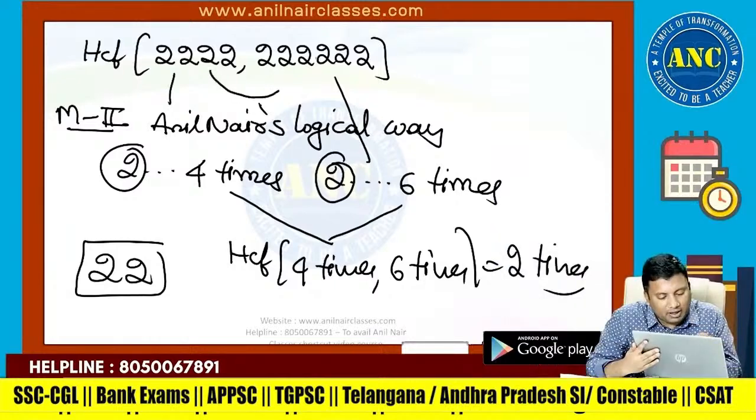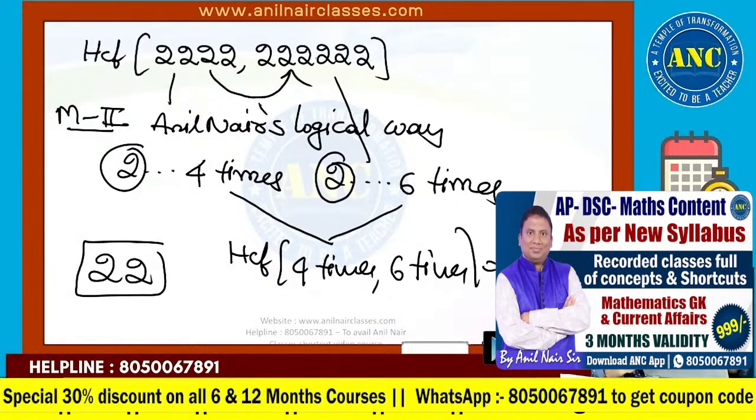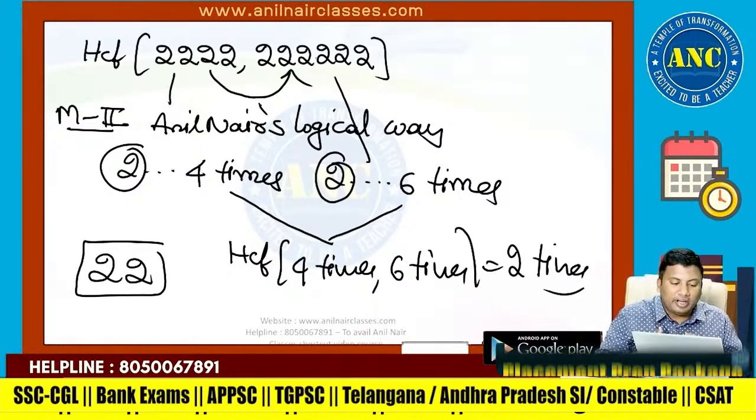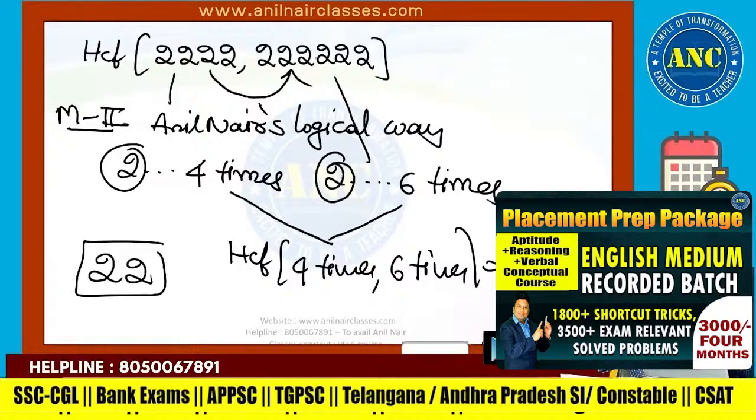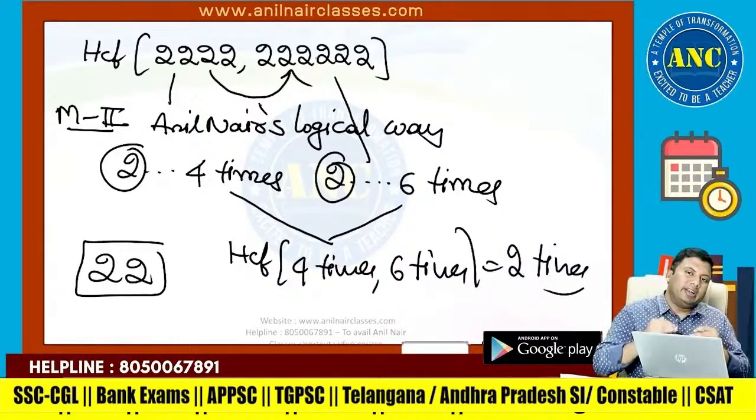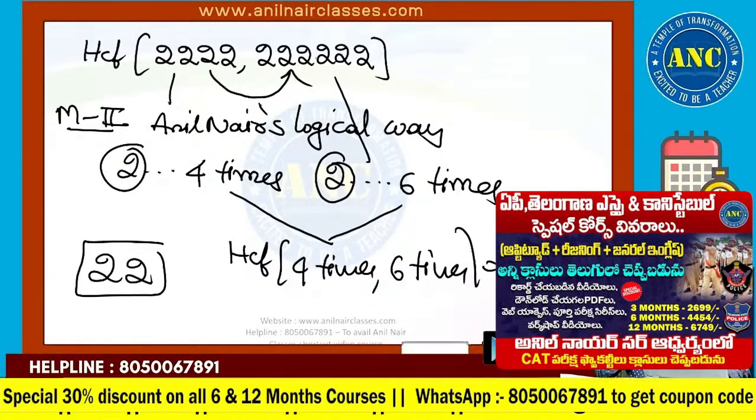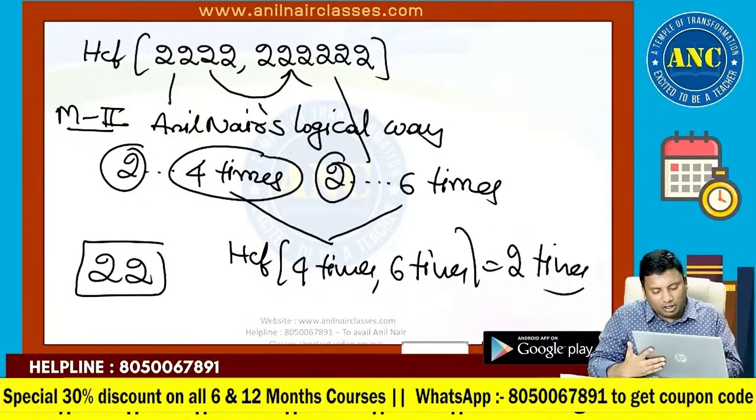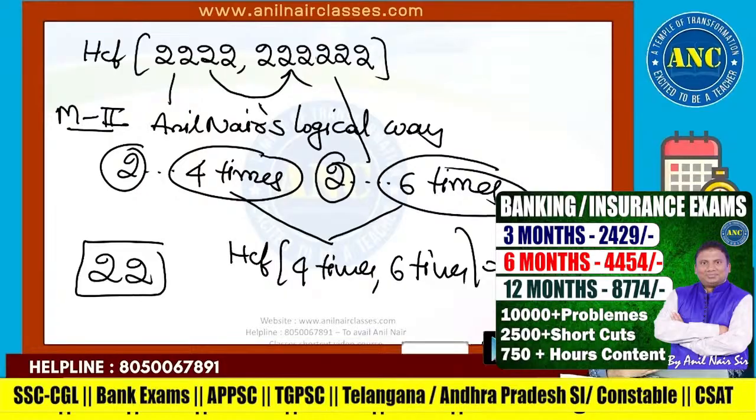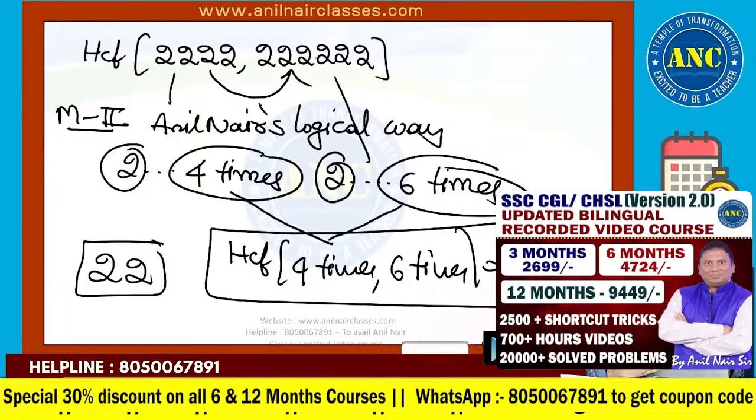Subtracting this number from this number and doing it, you might not understand how 22 came into picture. That is the reason I slowly did 2 by 9 into 4 nines, 2 by 9 into 6 times. This is written 4 times, this is written 6 times. So the HCF of 4 times and 6 times is 2 times. So the answer is 2 is written 2 times.